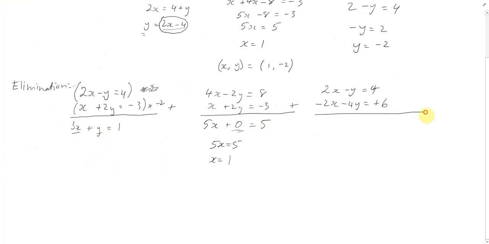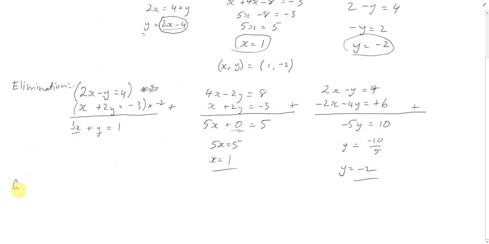Okay, so now we'll add those. And the x's this time will be eliminated, giving us just minus 5y equals 10. So divide both sides by minus 5. So you can see that y is minus 2. So we have an x equals 1 and a y equals minus 2, just the same as if we had used our other method. Okay, so there's our elimination method for you.